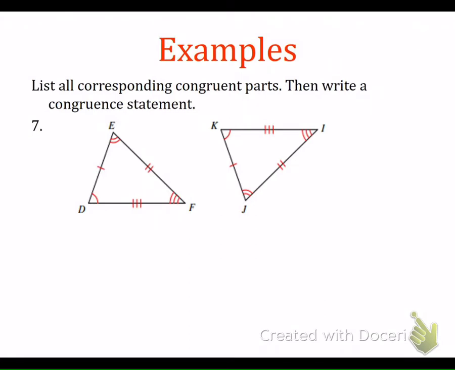So here it says list all corresponding congruent parts, then write a congruence statement. So I am going to start by listing all the corresponding angles. I'm going to start with angle D. Write that in the box. Yours has a little spot for the angles and the sides. Okay, so angle D matches with which one? Angle K. I'm just going to put angle D as congruent to angle K.